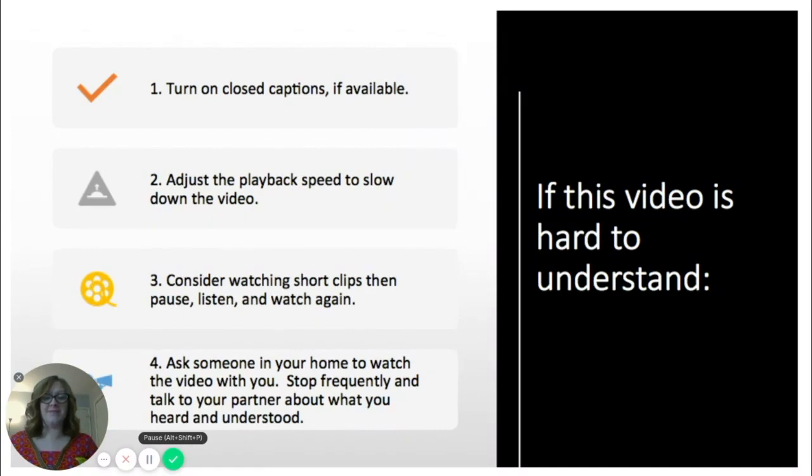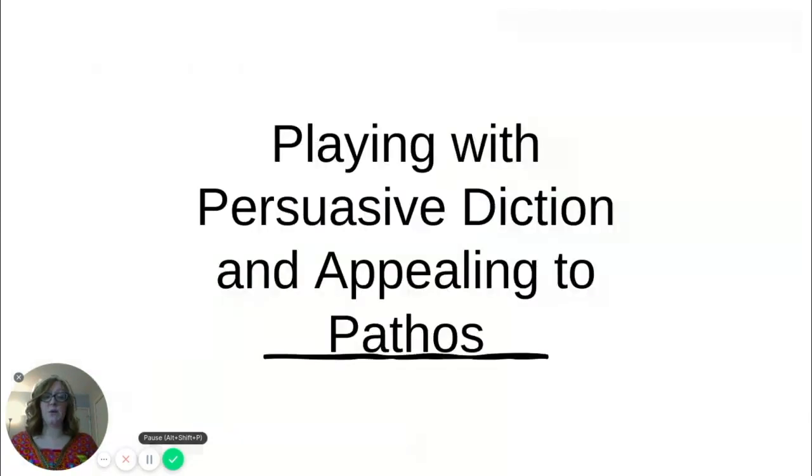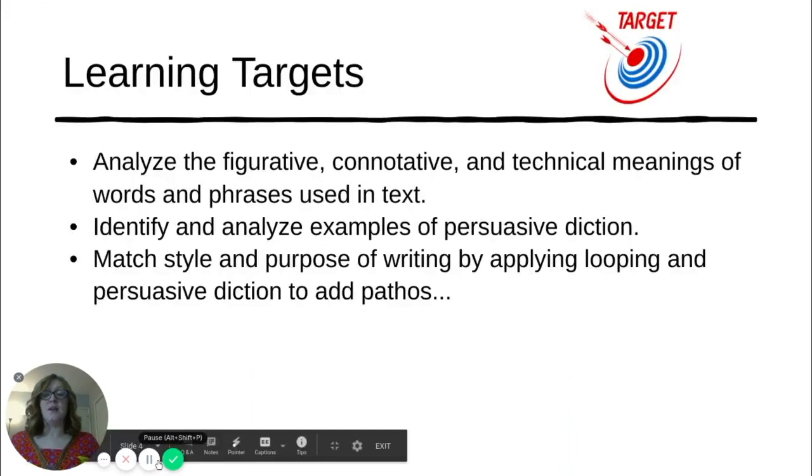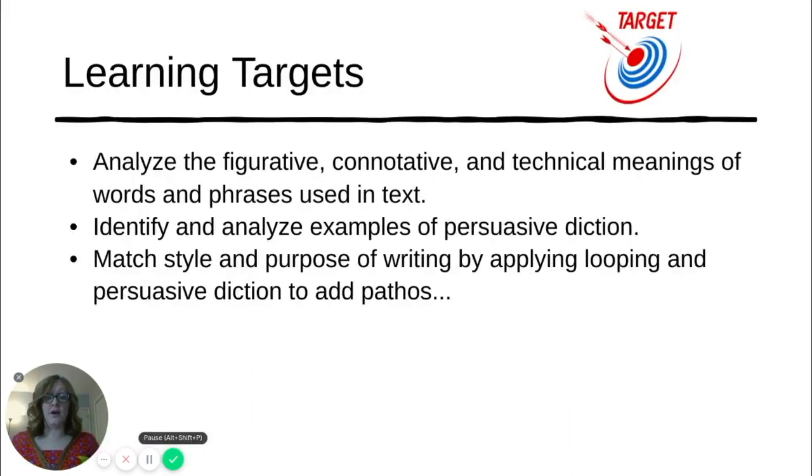Now, let's move on. The material for the KCS, Diction and Appealing to Pathos. This week's learning targets are: analyze the figurative, connotative, and technical meanings of words and phrases used in text. Identify and analyze examples of persuasive diction. Match style and purpose of writing by applying looping and persuasive diction to add pathos.